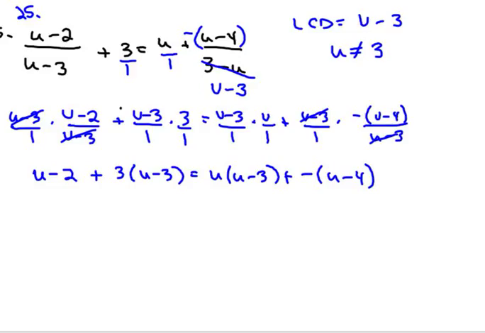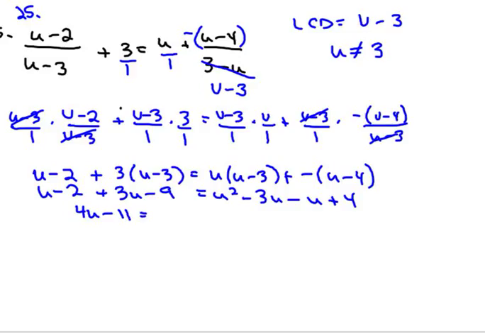Okay, so now we need to distribute and clean this up. So u minus 2 plus 3u minus 9 equals u squared minus 3u. Distribute the negative here, you get negative u plus 4. We've got like terms on both sides, so 4u minus 11 equals u squared minus 4u plus 4. You see a squared term, so we need to bring everything over to set it equal to 0. So here's the squared term.